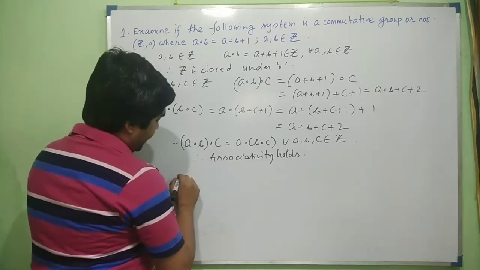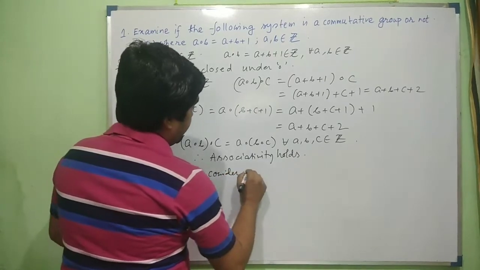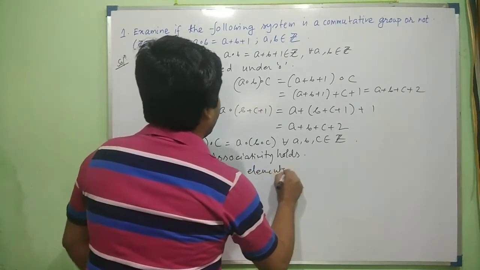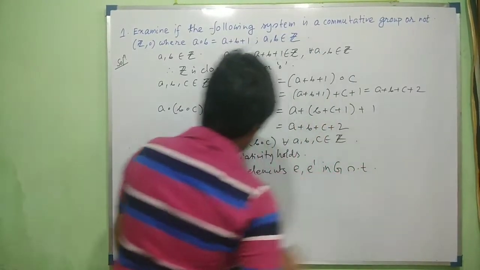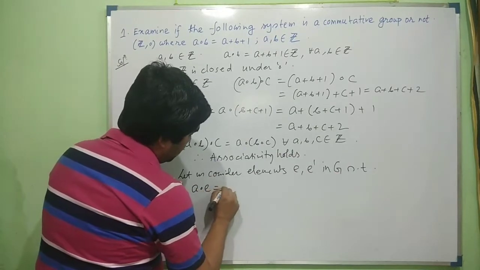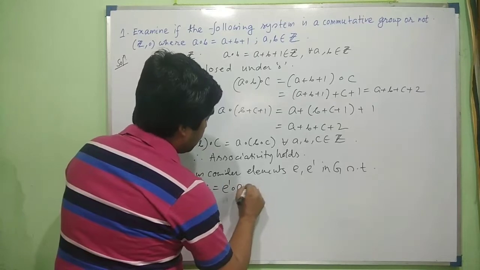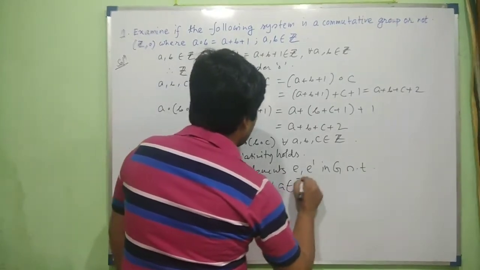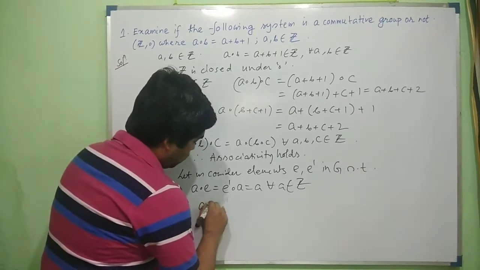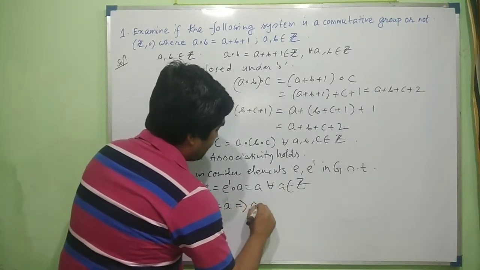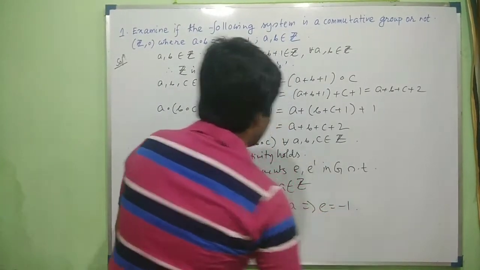Now our target is to prove the identity element. So let us consider elements e and e dash in G such that a naught e equals e dash naught a equals a for all a belonging to Z holds. Suppose this relation holds. So a naught e equal to a implies a plus e plus 1 equal to a, which implies e equal to minus 1.